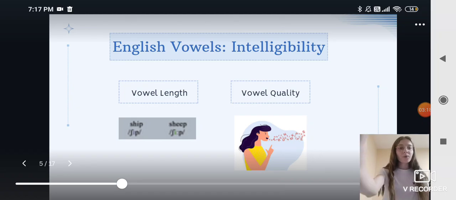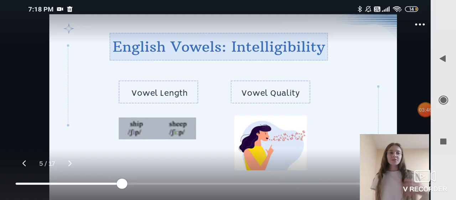And we have vowel quality. Vowel quality is less important than vowel length, but still important for our intelligibility and pronunciation in English. Vowel quality involves using a vowel from your native language. Like we said, not all people have the same English vowels in their native languages, so sometimes it's hard to pronounce them. So instead, they use some other vowels. They replace them with vowels from their native languages.